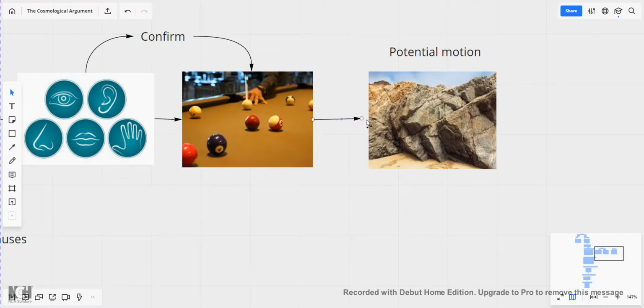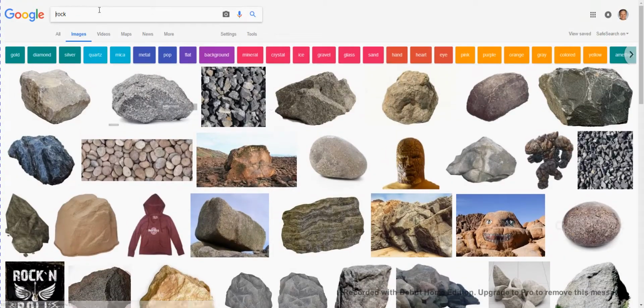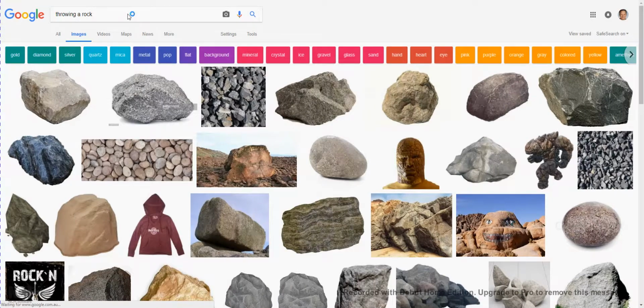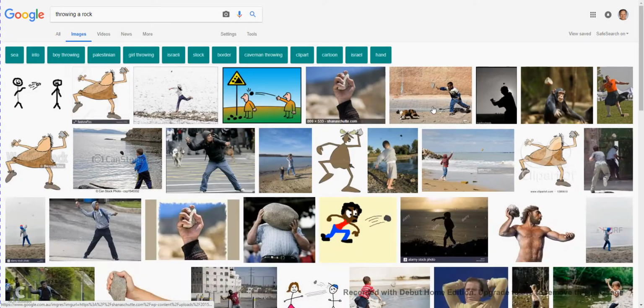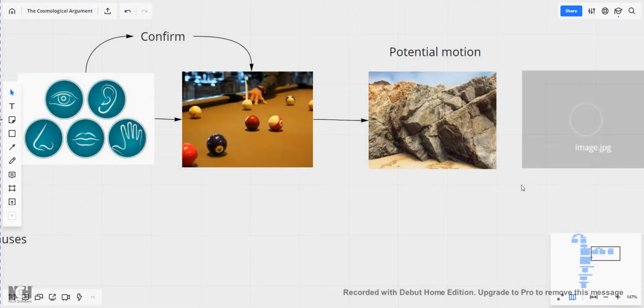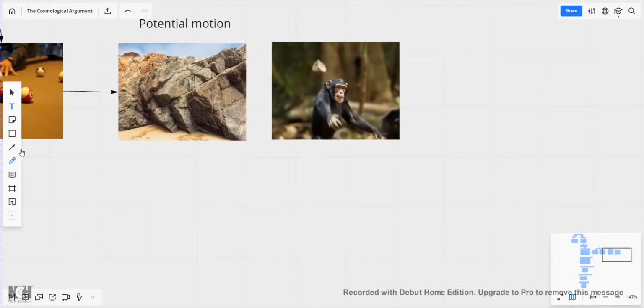Bang. But of course, a rock can't be moved unless something else that is moving acts upon it. So let's do this: throwing a rock. Let's throw a rock at a cat, shall we? Here we've got a being that decides to put the rock in motion, and the being that actually put it in motion was already moving beforehand.